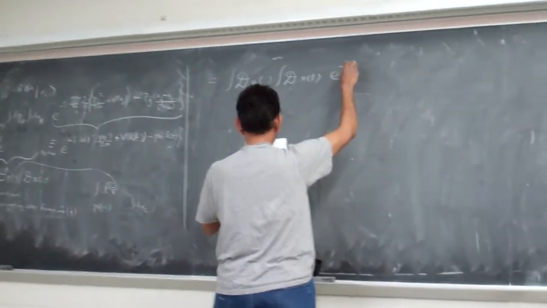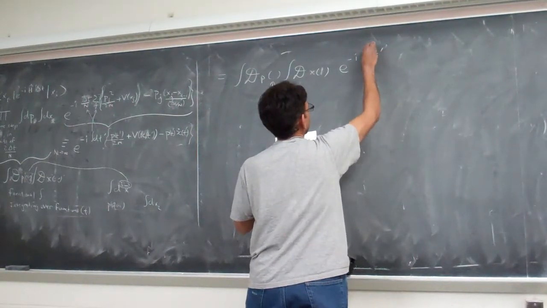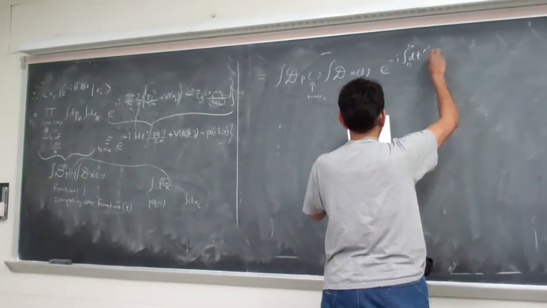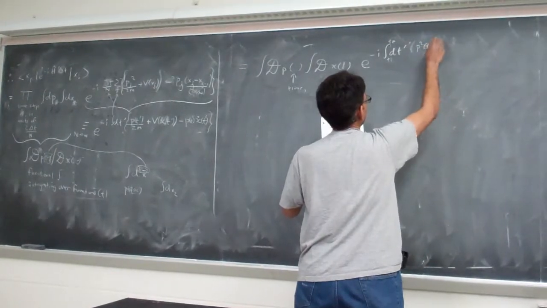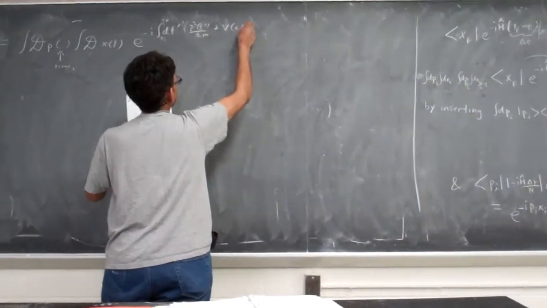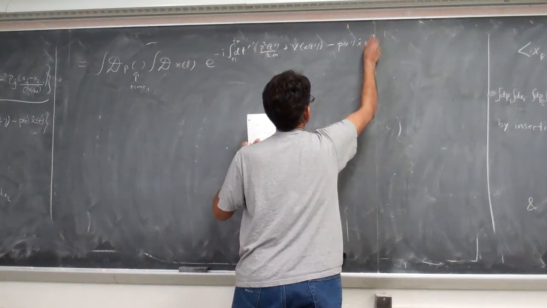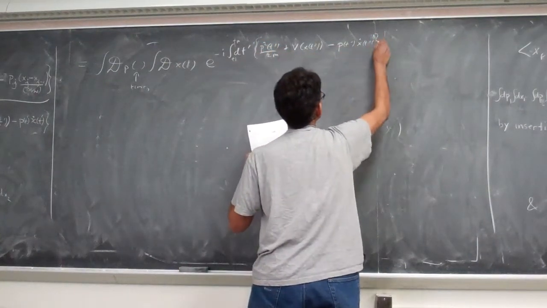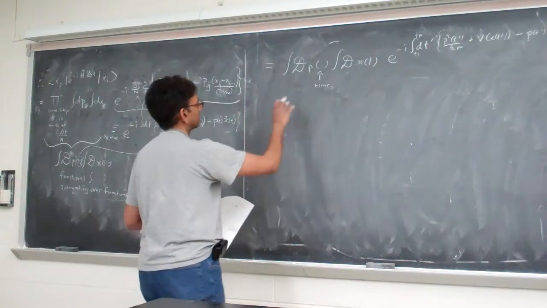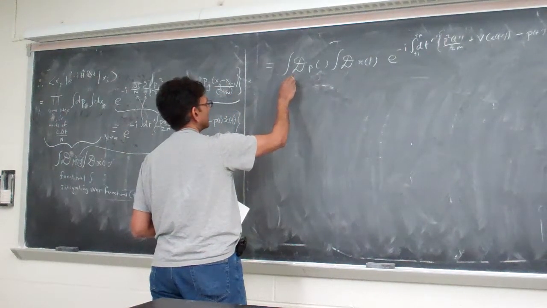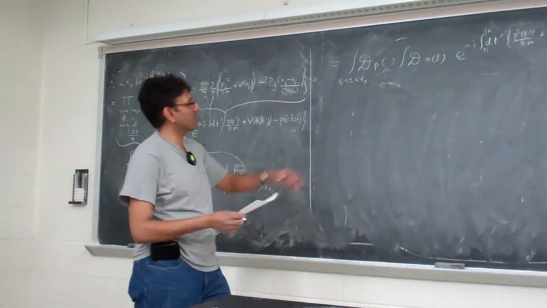minus i integral dt' from ti to tf, p'^2 over 2m plus V(x') minus p' x-dot', like so. And if you really wanted to be careful, you would say that the t here is less than tf and bigger than ti. And you integrate all possible momenta at every instant.